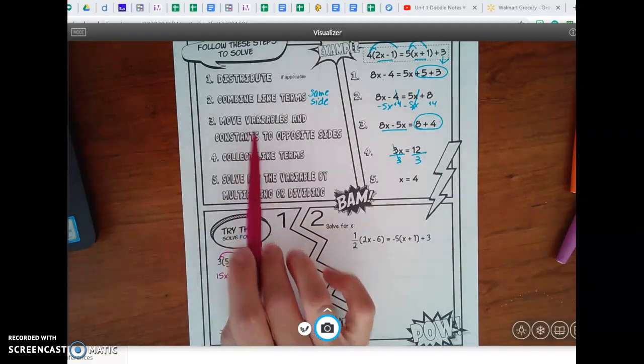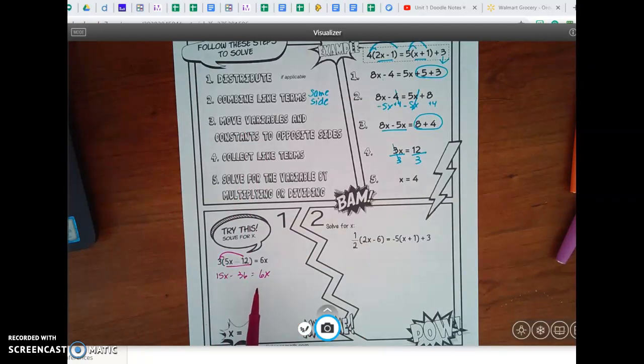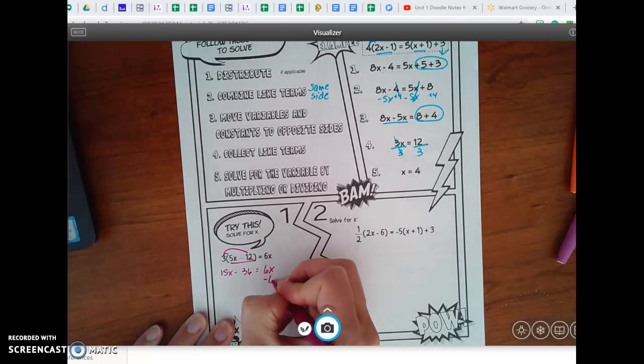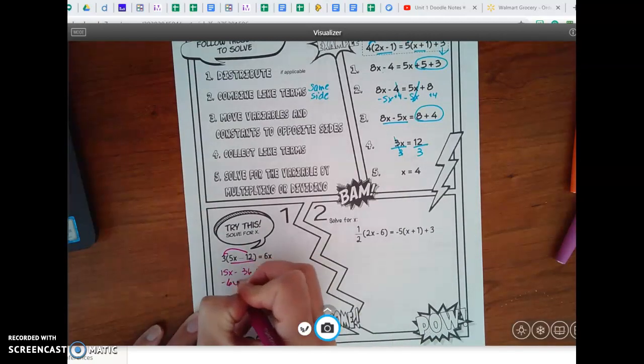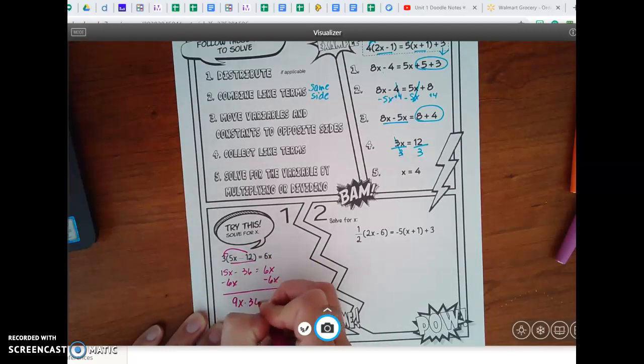So now I look at moving a variable. Well, I have 15x and 6x is definitely smaller, so I'm going to move it by doing the opposite. So that means I have to subtract 6x from both sides, and then I have 9x minus 36.